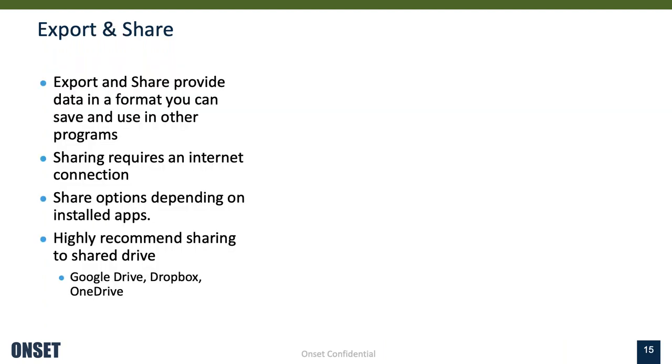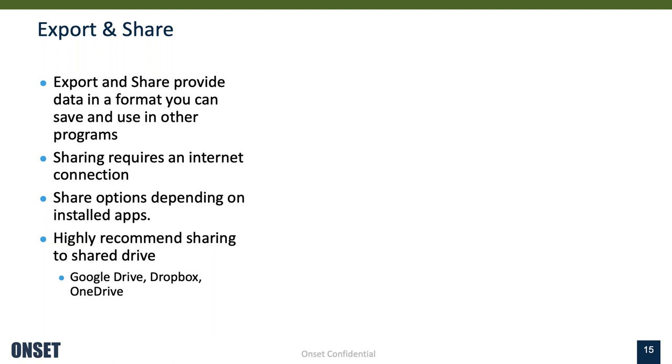After downloading, your data files will be ready for export and sharing whenever you are. You should keep in mind that sharing requires an internet connection and will use data, so please make sure you're ready to do that before you enter the export and share flows. So export is the process that will take the data downloaded from the logger and transform it into a file format that you can save and use in other programs. We currently support Excel, CSV, a PNG image format if you've opened a data file and are looking at the graph, as well as a HOBO format that can be imported into our HOBOware platform.